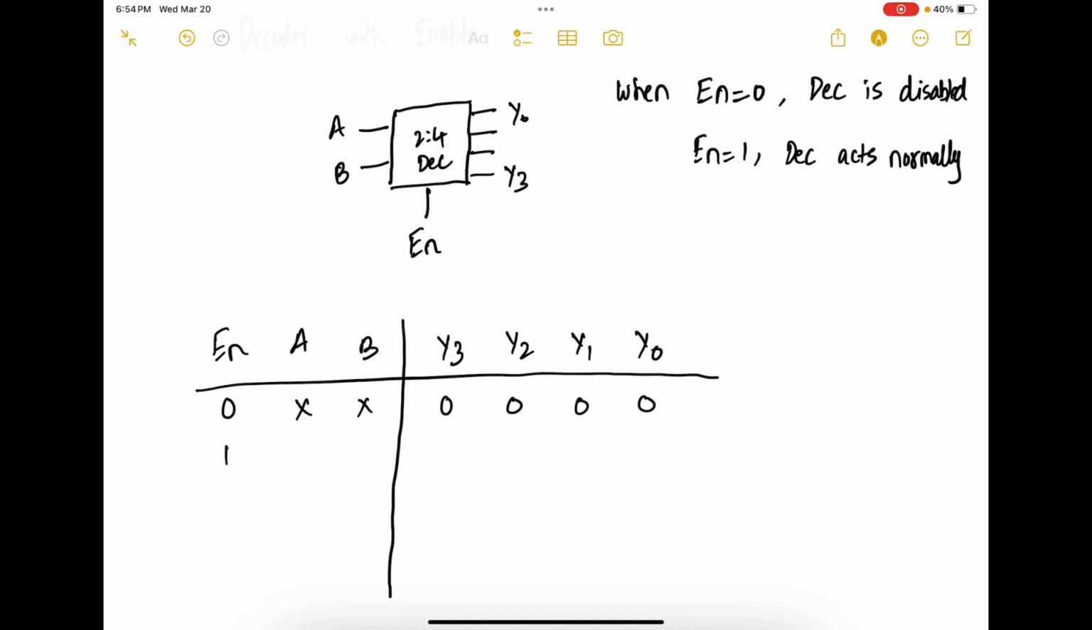When enable is 1, you have different combinations for A and B: 0 0, 0 1, 1 0, and 1 1. When it is 0 0, that is when A and B are 0 and 0, line 0 is activated. When 0 1, line 1 is activated. When 1 0, line 2 is activated. And when 1 1, line 3 is activated. This is how a 2 to 4 decoder with enable functions.